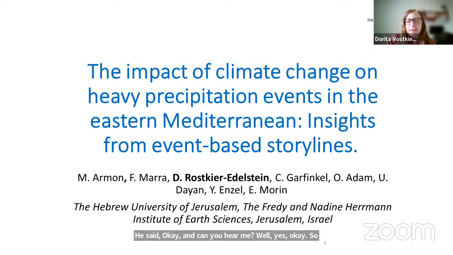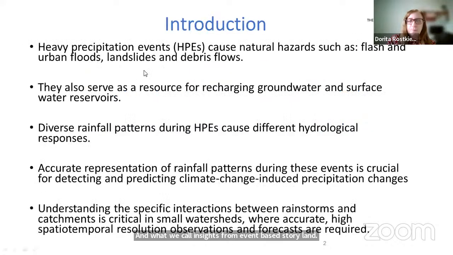I'm going to present a work that we did at the Hebrew University, mostly led by Moshe Armon, a PhD student. We talk here about heavy precipitation events in the Eastern Mediterranean and what we call insights from event-based storylines. Heavy precipitation events can cause natural hazards such as flash floods, urban floods, landslides, debris flows, but they are also an important resource for recharging groundwater and surface water reservoirs.